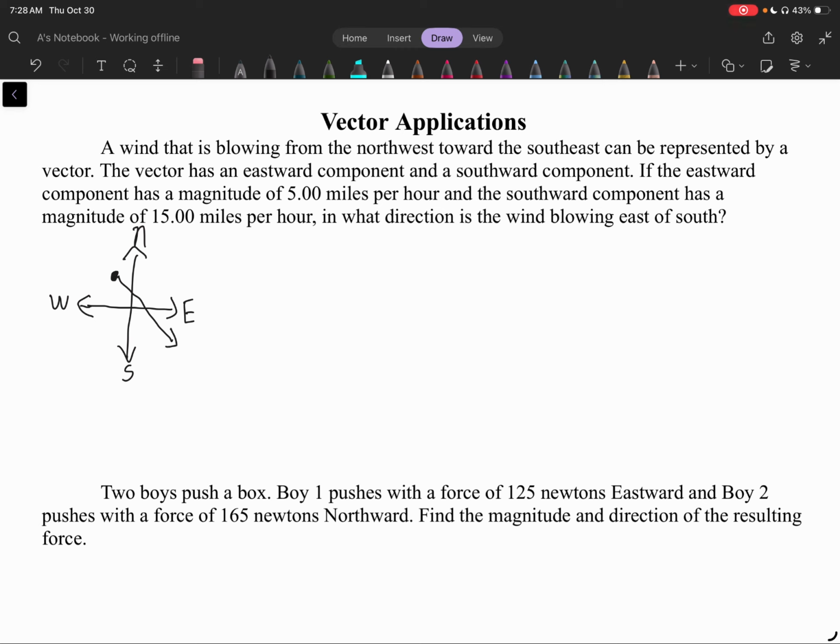Now I want to make a point of telling you for vectors, I can move this line, and as long as it stays the same, the vector is not changing. So just to help you see the picture here in a minute, I'm going to move it down to the origin, but it's the exact same line. Okay?